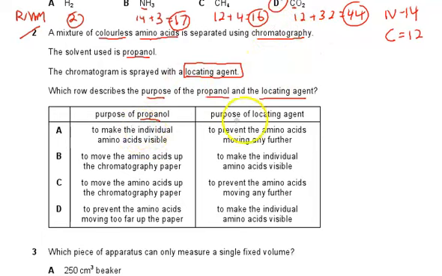Okay, so now let us look one by one. If you look at propanol, to make individual amino acid visible, not really, it's not the function. And a locating agent to prevent amino acid moving any further, not really. To prevent amino acid moving up, no. The function of propanol is to move the amino acid up the chromatography paper. So your answer will be either B or C. Now let us check the purpose of the locating agent. It's to make the colorless amino acid visible. That is the purpose of the locating agent. So the answer here is B.